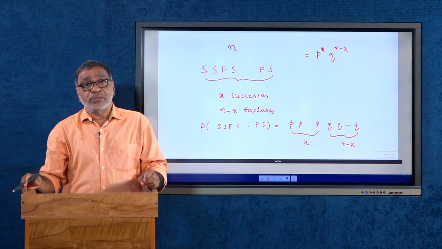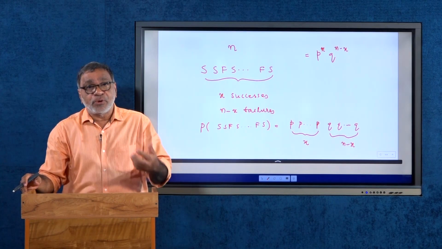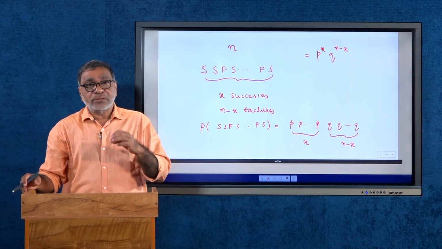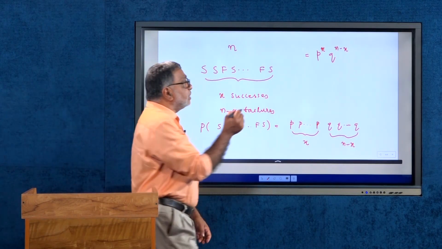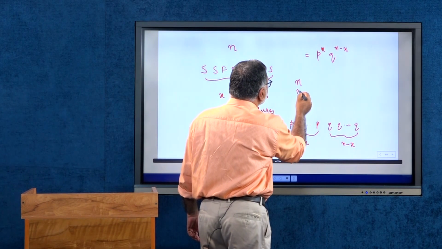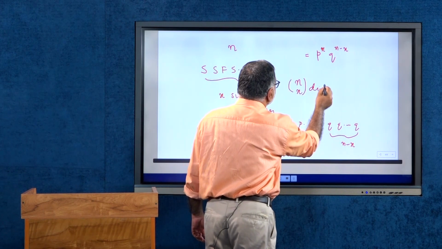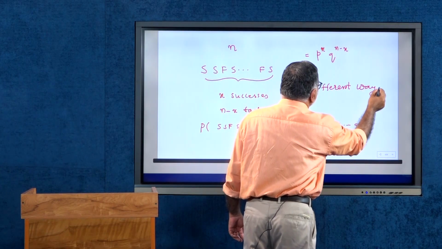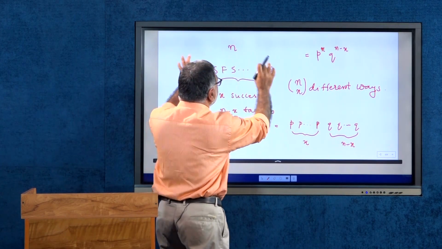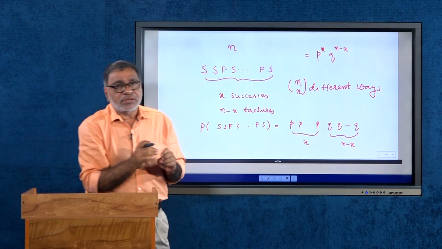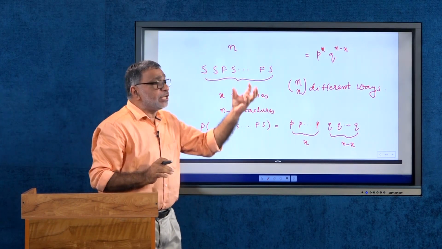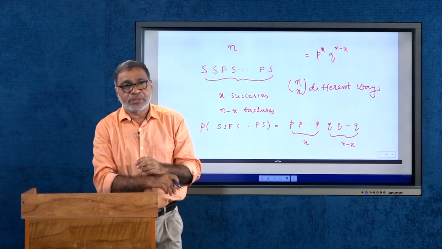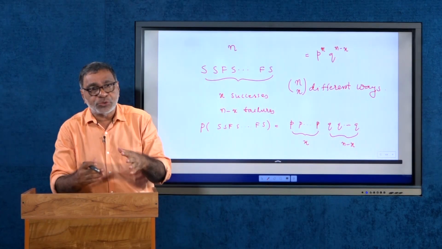Out of n trials, x successes are possible in how many different ways? Out of n trials, x successes are possible in nCx different ways. So there may be nCx different combinations of successes and failures like this, and each combination has the probability p power x q power n minus x, and each of the combinations is mutually exclusive also.